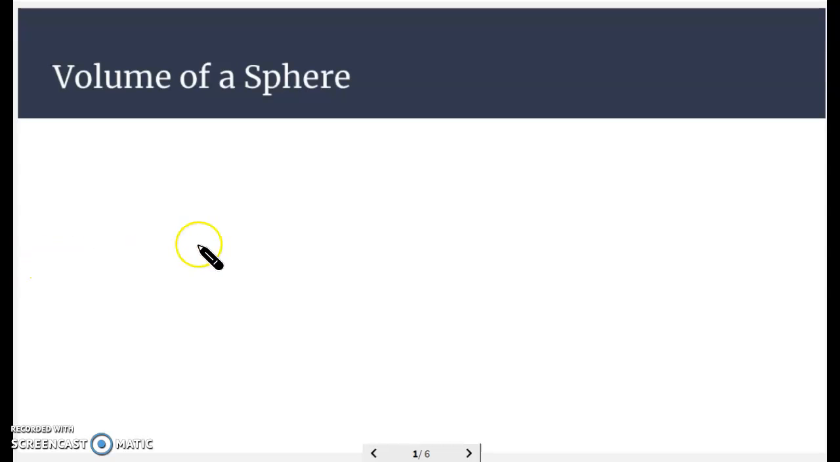Welcome back everybody. In this video we're going to talk about the volume of a sphere using this formula right here, 4/3 pi r cubed, where r is the radius. Let's do a few and see how it works.